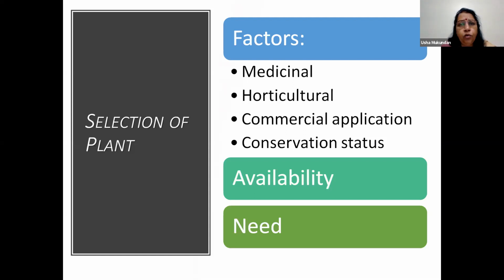Now, why you need to micropropagate? You don't have to do micropropagation just for the sake of doing it. There has to be a reason behind it. You want a large number of genetically identical material, or you want a quick method of improving the quality of the plantlets. Or you want to carry out experiments on genetic transformation, then you are going to use these techniques.